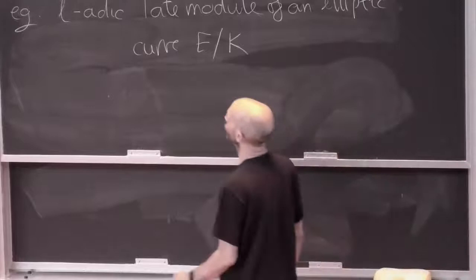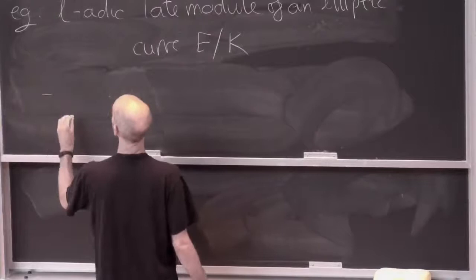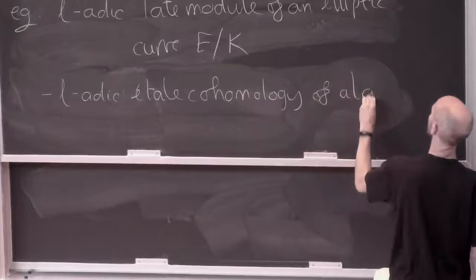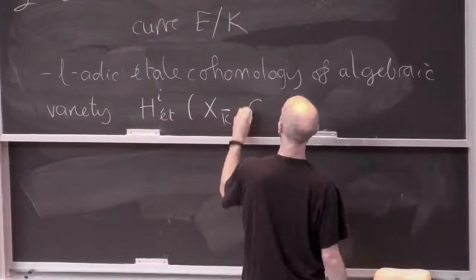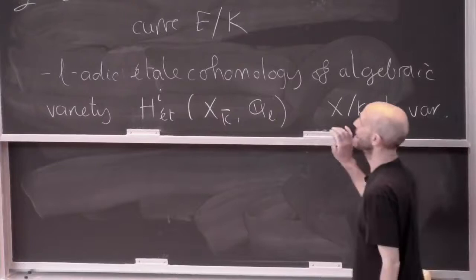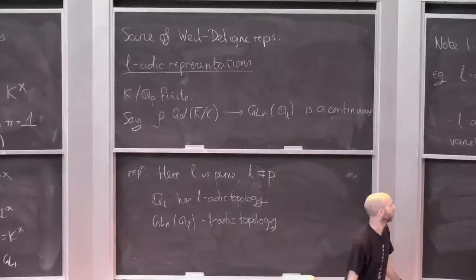Well, more generally, it turns out that this case is actually a special case of the thing I'm about to say. What about l-adic étale cohomology of an algebraic variety? You know, H^i étale of X over K bar with coefficients in Q_l, so X over K an algebraic variety. When I was your age, I had no idea what that meant at all. But the thing you need to know about it is that the vast majority of l-adic Galois representations that show up in nature have come from étale cohomology. So there's the second huge source.